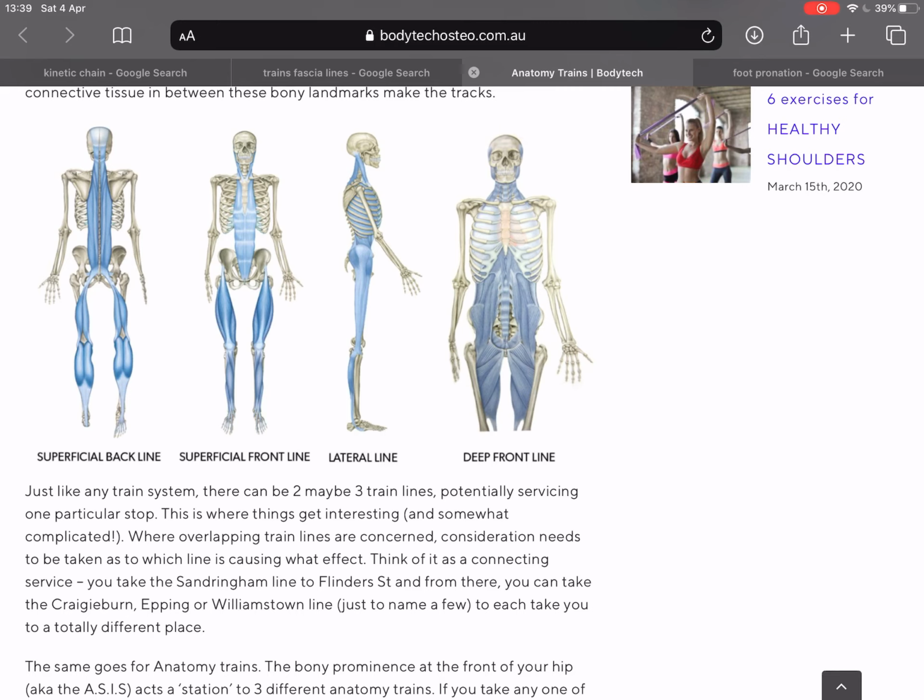Let's say a muscle has a neural connection. There are 100 neural connections from one muscle to your brain. The fascia has a lot more. That could be up into the thousands, depending on what structure and tissue you're looking at.